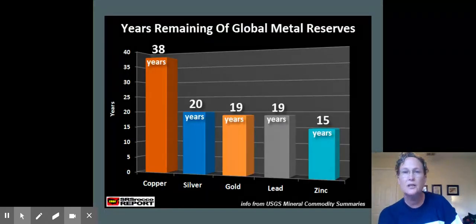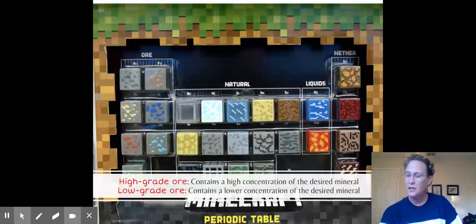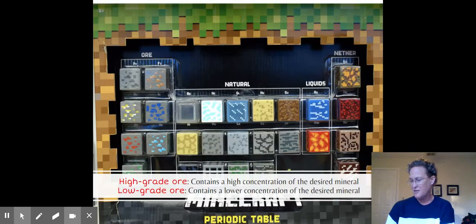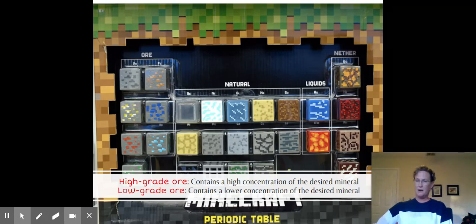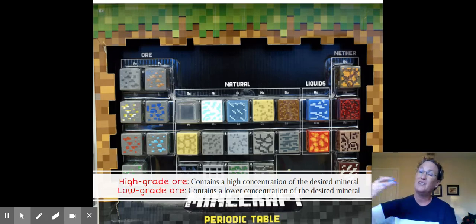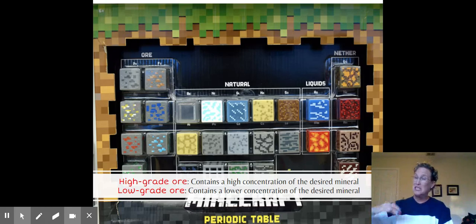So then the question in your notebook, in your notes, is what would be the environmental impact of having to start mining lower grade ore as we run out of high grade ore? So that's something you can think about. As we run out of high grade ore, we'll be having to go get the low grade ore, which is much harder to go get and has a lot more environmental impact. Okay, so you can pause and write that down.